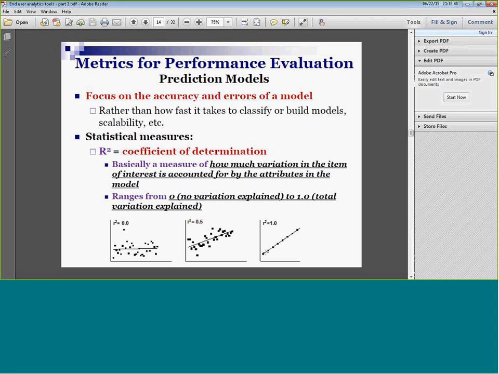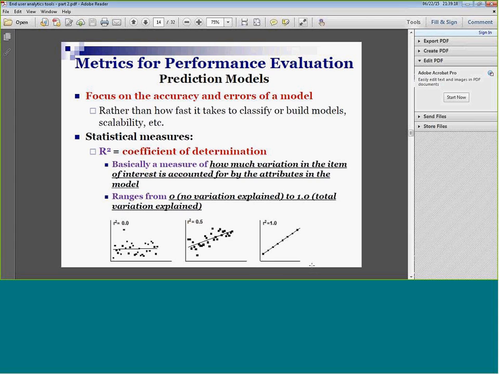Here we have no error, do we? If you have no error, you're going to get an R squared, a coefficient of determination, of 1, meaning a perfect fit. Okay, it can either be upward sloping or downward sloping, but it's going to be a perfect fit. And R squared is basically a measure of how much of the variation in the target is captured by the inputs.